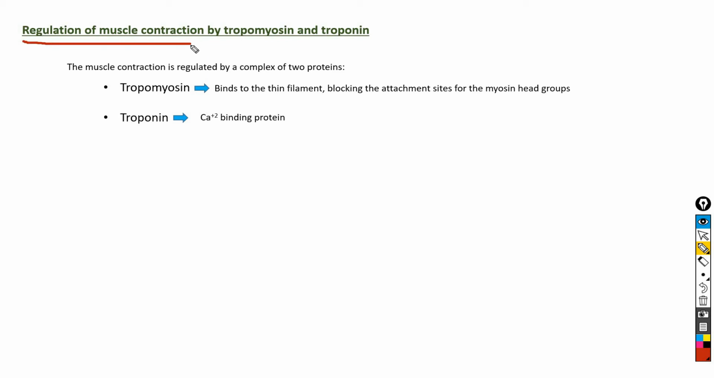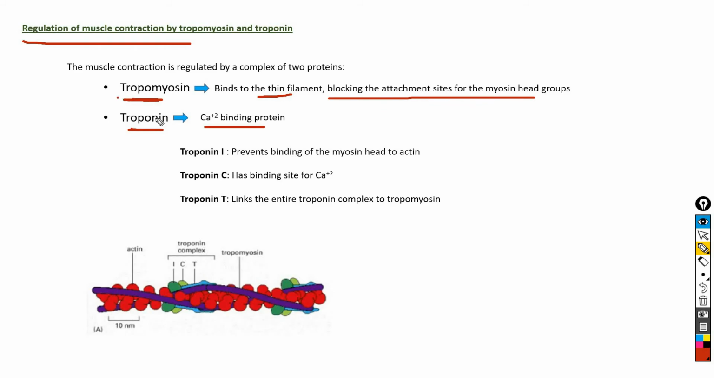The interaction between actin and myosin must be regulated so that contraction occurs only in response to appropriate signals from the nervous system. And the regulation is mediated by a complex of 2 proteins, that is tropomyosin and troponin. Tropomyosin binds to the thin filament, blocking the attachment site for the myosin head group, whereas troponin is a calcium binding protein. When the muscle is in the relaxed state, the 2 proteins, tropomyosin and troponin, arrange around the actin filaments in a manner to block the binding sites for the myosin head group.